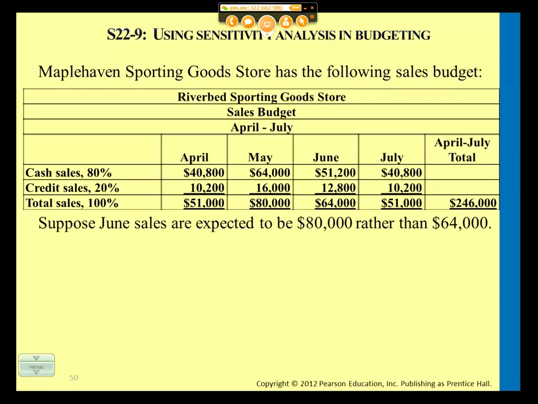Change this number, right? My total sales, 100%, is now going to be 80,000. Now what you need to change is the cash sales, 80% of the 80,000, and then 20% of the 80,000. The new number is going to be 262,000. Any changes in the July column? No. All right.